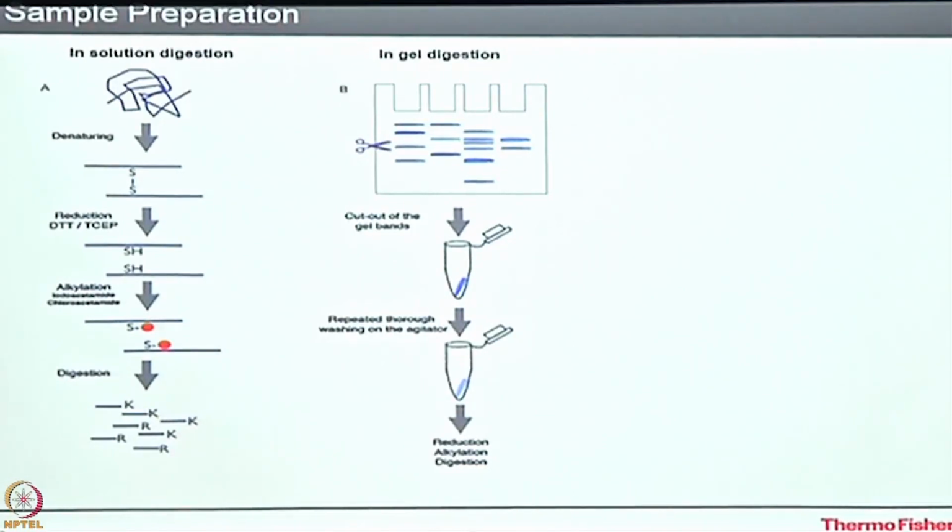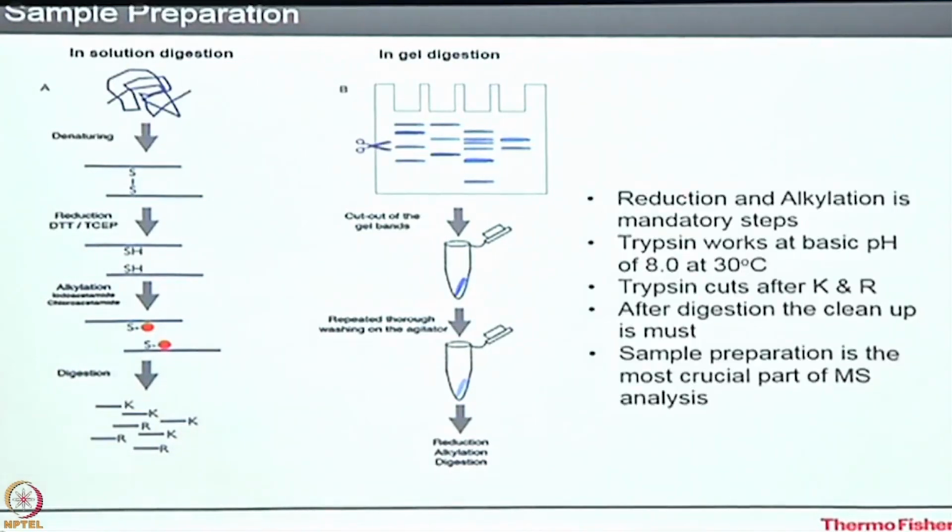The most common protease is trypsin, which cuts after arginine and lysine. Reduction and alkylation are very important, otherwise you will not get 100% digestion. Next, trypsin works at basic pH. So when you do the digestion procedure, it has to be at basic pH, more than pH 8, and it has to be kept at 30 degrees. These are the two criteria where trypsin works very well. And we all know trypsin cuts after arginine and lysine.